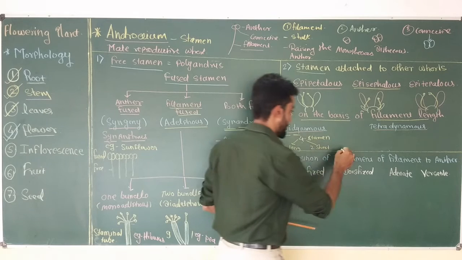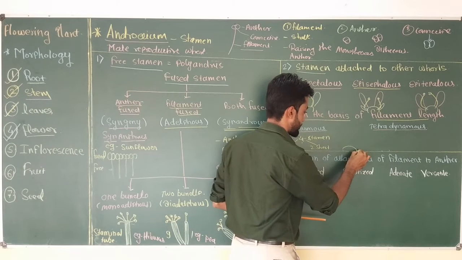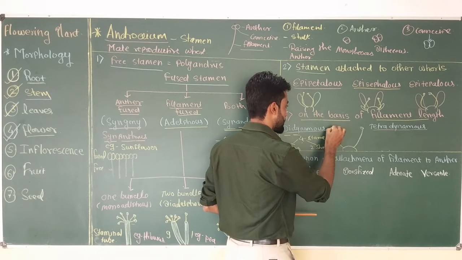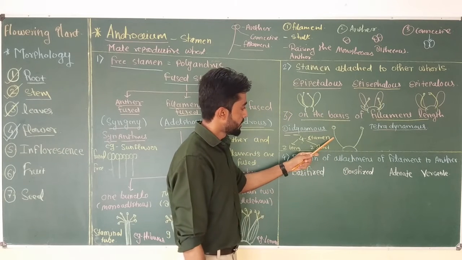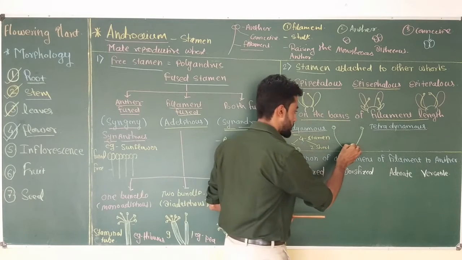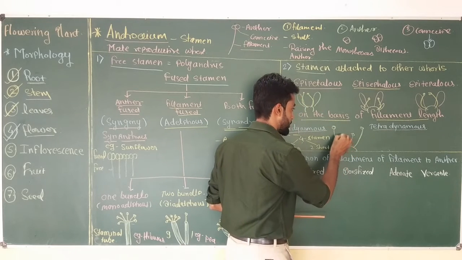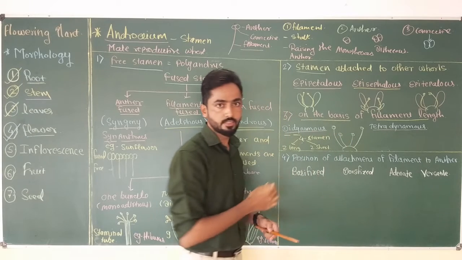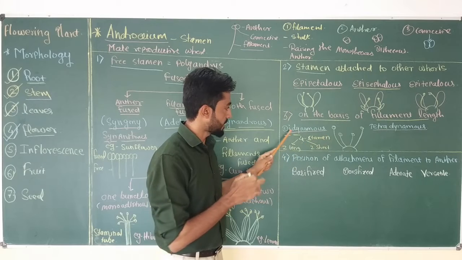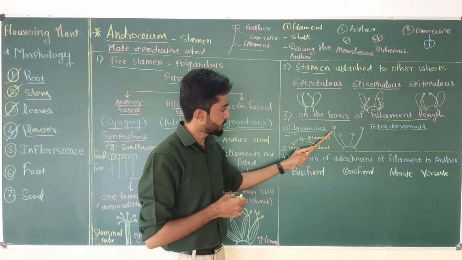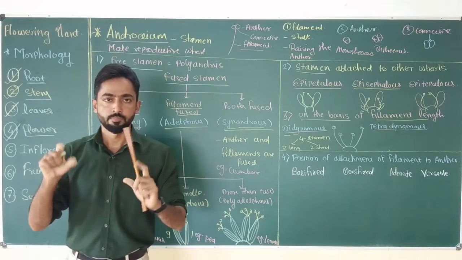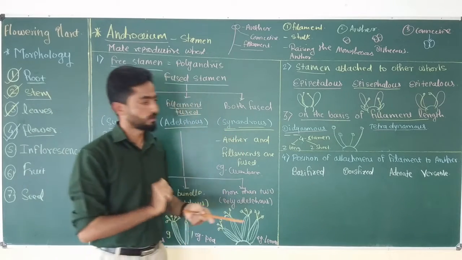If we want to draw the figure, this is the thalamus, then the outer 2 stamens have filaments which are long, and the inner 2 stamens have filaments which are short in length. So on the basis of length of the filament, the first type is didynamous, in which a total of 4 stamens are present. Outer 2 stamens show long filaments and inner 2 stamens show short filaments.